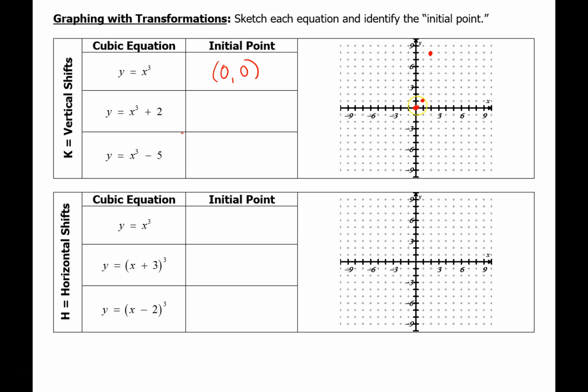I'm going to go to the left and do the same thing. -1, or to the left 1, cubed is -1, so I'm going down 1. When I go 2 units to the left, that's -2. So -2 cubed is down at -8, and that gives me my parent function.